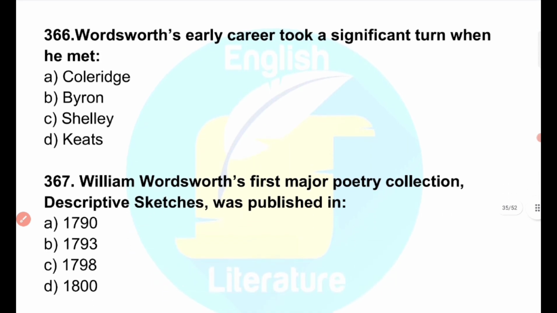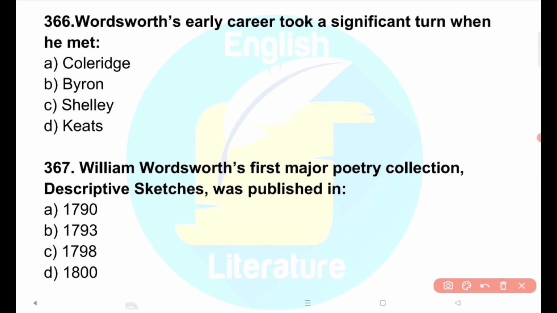Wordsworth's early career took a significant turn when he met option A, Coleridge. Wordsworth met Samuel Taylor Coleridge in 1795, and their friendship significantly influenced his literary career. They collaborated on Lyrical Ballads in 1798, which marked the beginning of the Romantic movement.